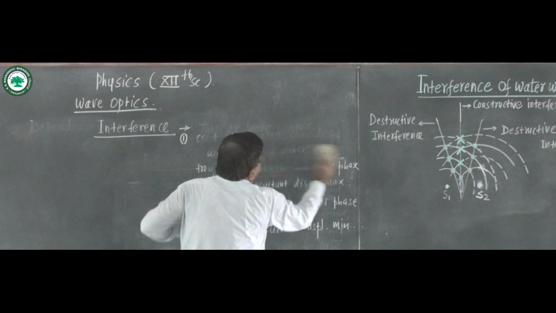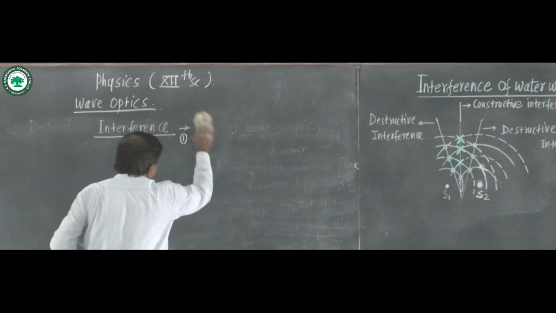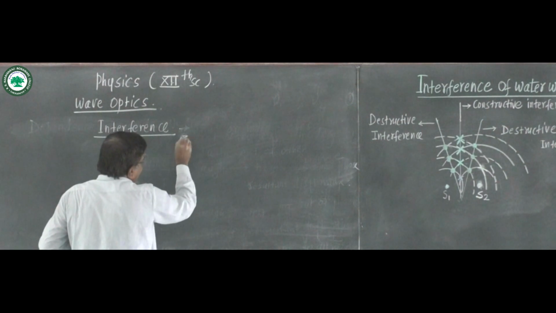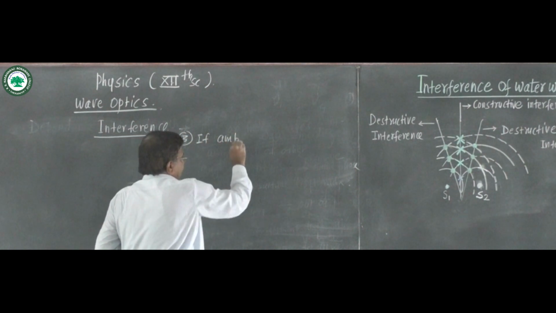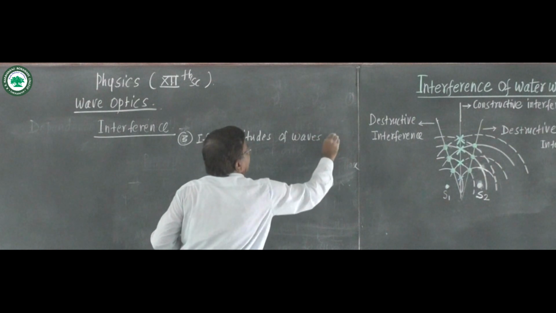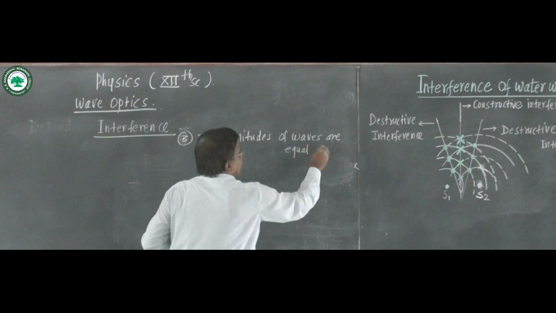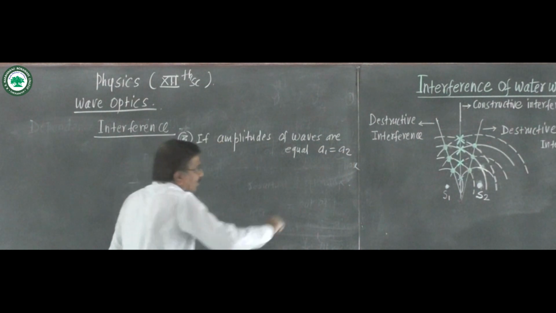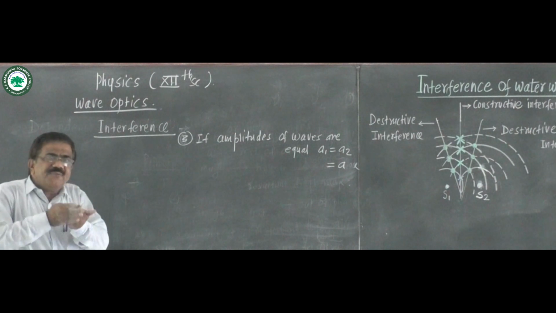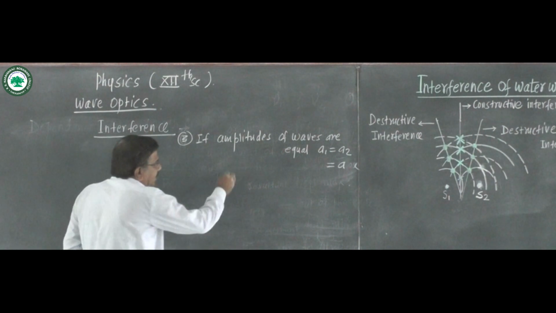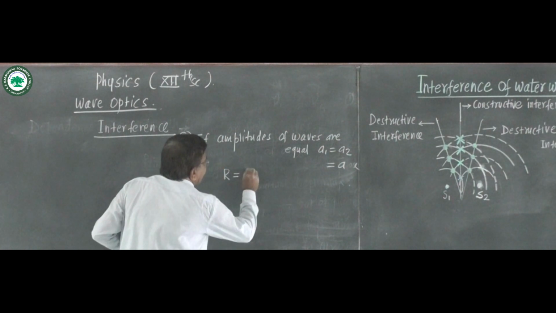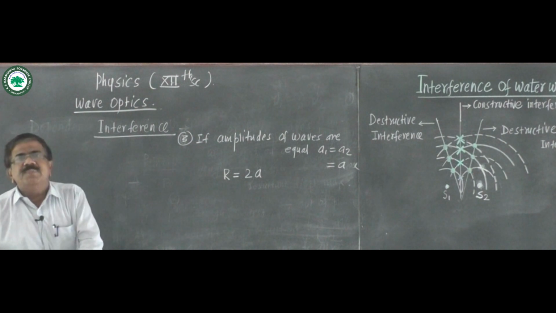Now the third point is, if amplitudes of waves are equal, that is A1 is equal to A2, equal to suppose A. If amplitudes are equal at the same phase point, the resultant amplitude is the addition of these two, that is A plus A. Resultant amplitude is twice the amplitude of each wave.